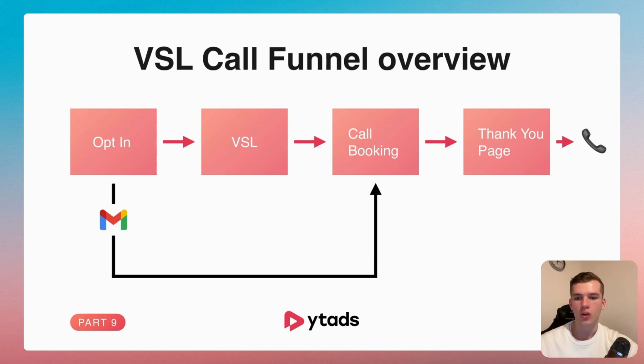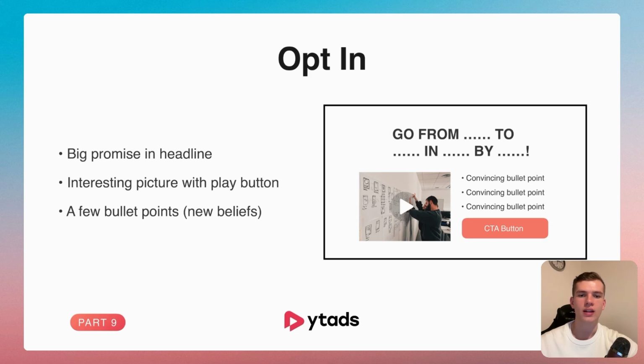And at the opt-in, we also get the email address. So we'll, of course, send them a few emails. These are just simple emails that are pitching to the call booking page. But we will discuss this a little bit more later on. And let's go in detail for the VSL call funnel. Sadly, I can't go in detail for the webinar funnel because that's just way too complex and would take way too long, but I think most of you are going to use the VSL call funnel, so we will go in detail here.